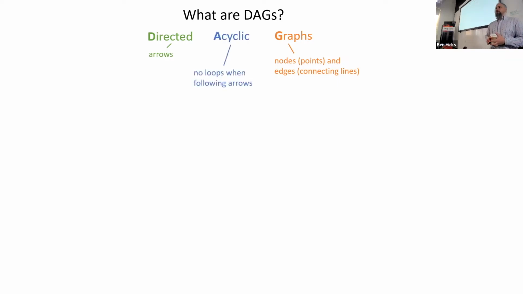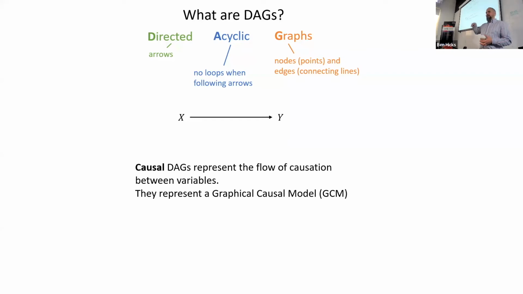So you'll be seeing lots more of these in a moment, but the G stands for graphs, which just means nodes or points connected by edges, which are just lines. Did I say G then? That's definitely a G that it stands for. The D stands for directed, which means the lines are arrows. They have a direction, and the A is for acyclic, which just means that if we follow the arrows around, we don't form any loops in any path. A causal DAG just means that that graphical structure represents the flow of causation between variables.